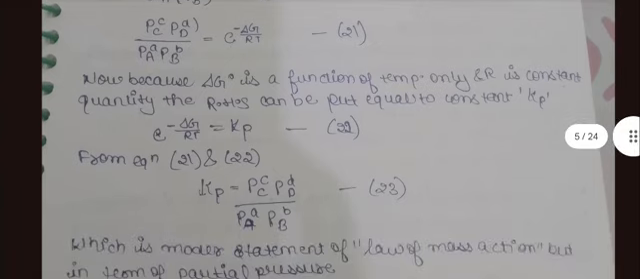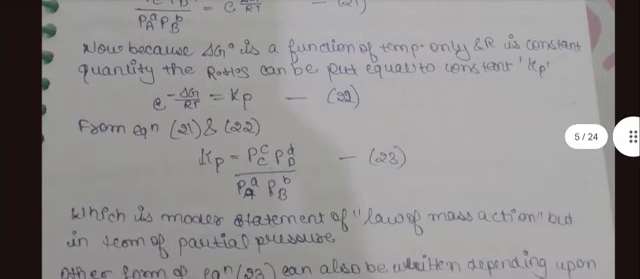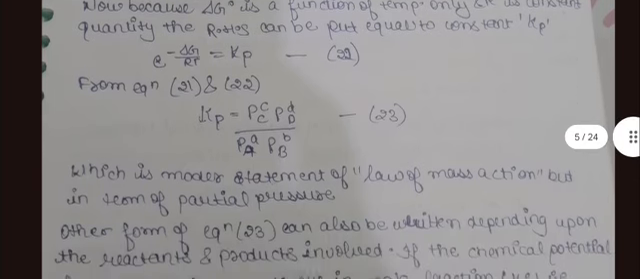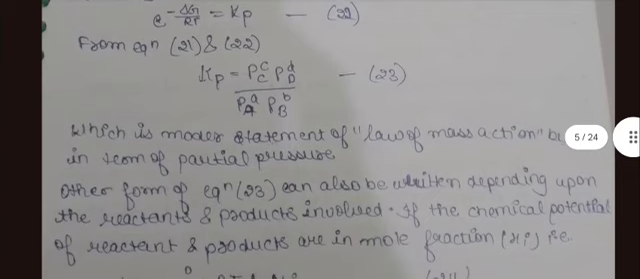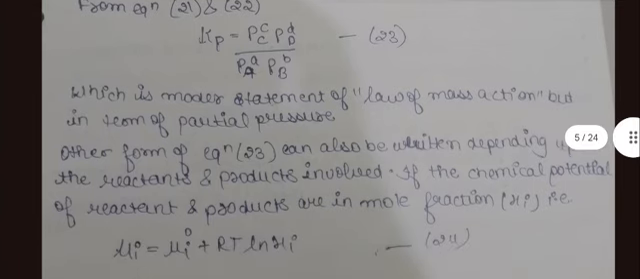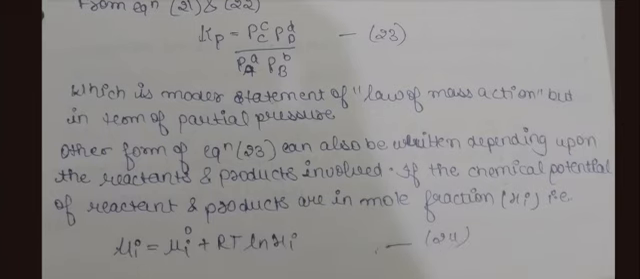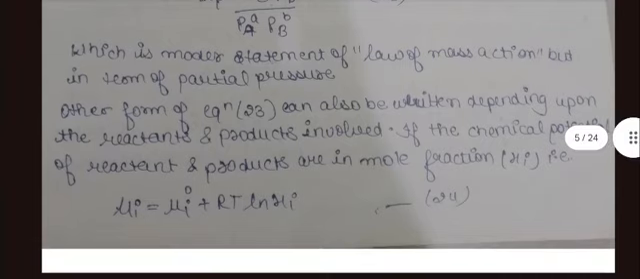Now, because del G naught is a function of temperature only and R is a constant quantity, the RHS can be put equal to a constant Kp. e raised to power minus del G naught by RT is equal to Kp. From equations 21 and 22, Kp is equal to Pc raised to power c, Pd raised to power d, by Pa raised to power a, Pb raised to power b, which is a more modern statement of law of mass action, but in terms of partial pressure. Other forms of equation 23 can also be written depending upon the reactants and products involved.